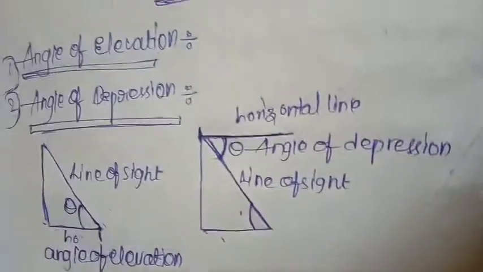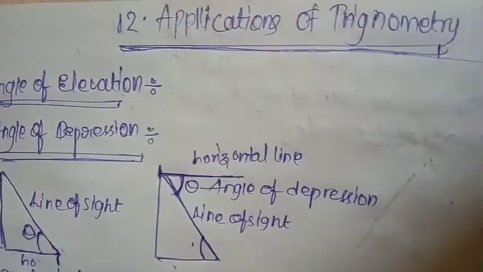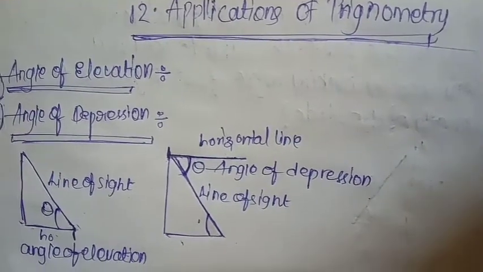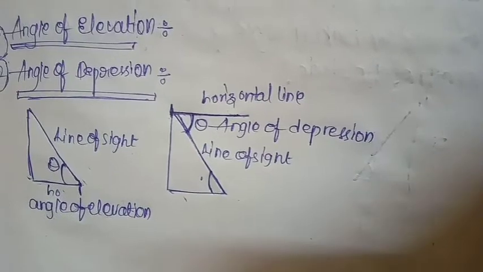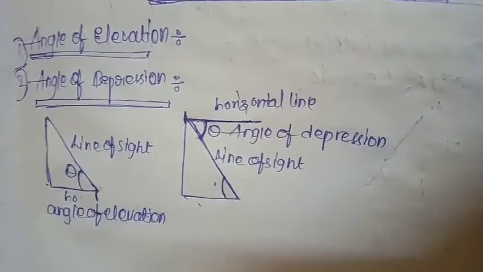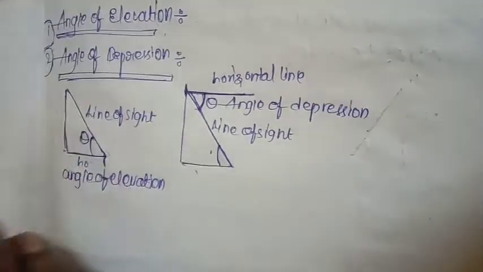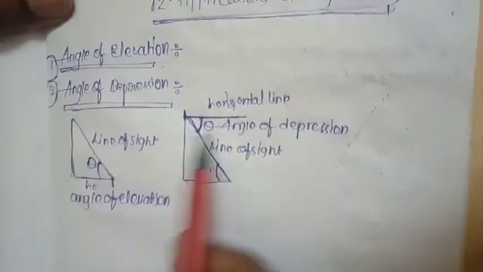To learn the application of trigonometry chapter, we first have to remember the ratio values like sine 0, sine 30, sine 45, sine 60, sine 90, and cos and tan. These values should be remembered to learn this chapter.